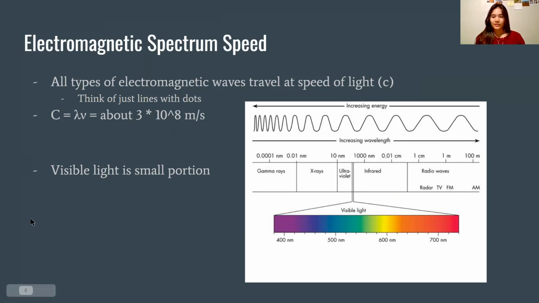Visible light is just a very small portion of the electromagnetic spectrum. As you can see here, it ranges from about 400 nanometers to 700 nanometers. You do have to memorize the order of the colors.